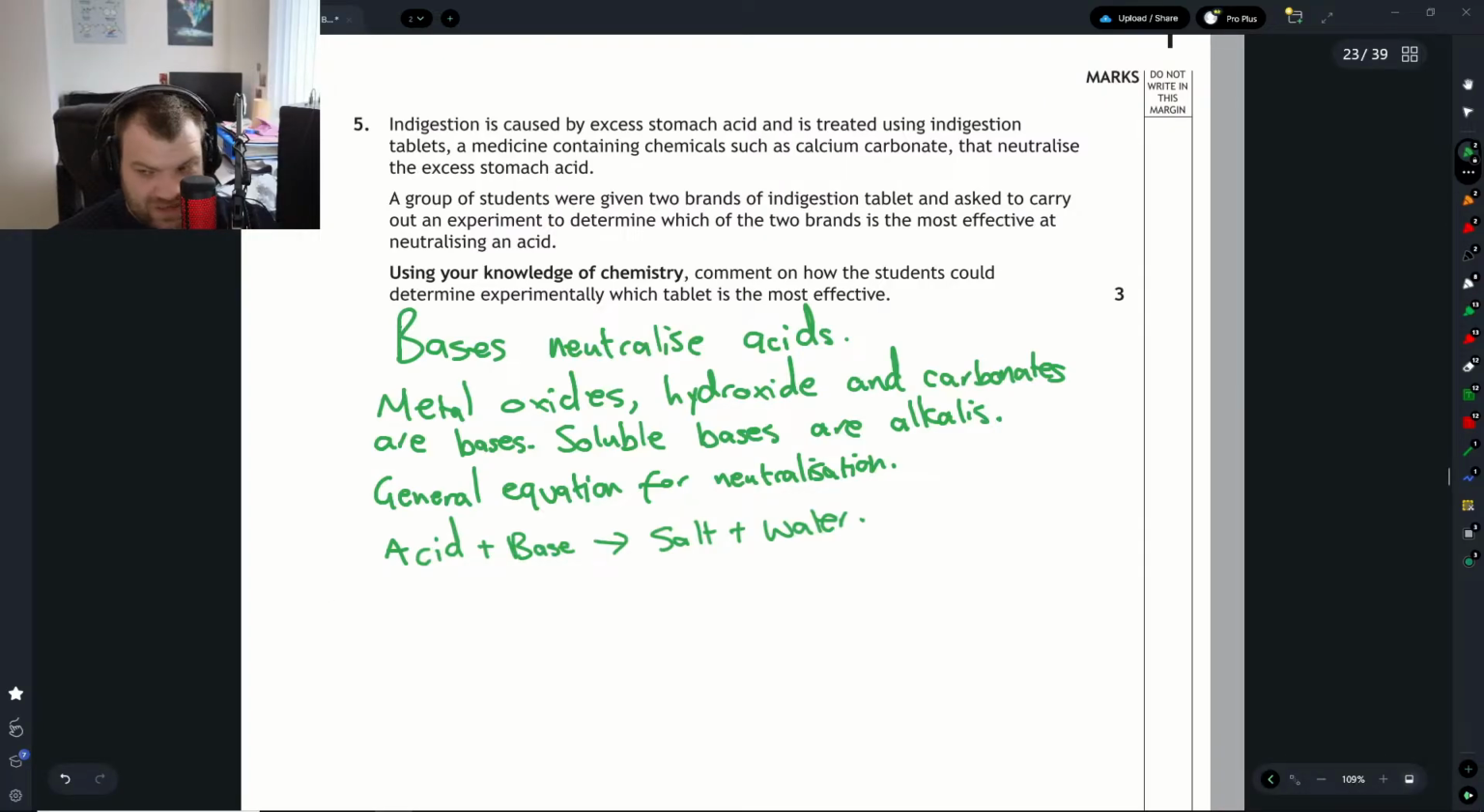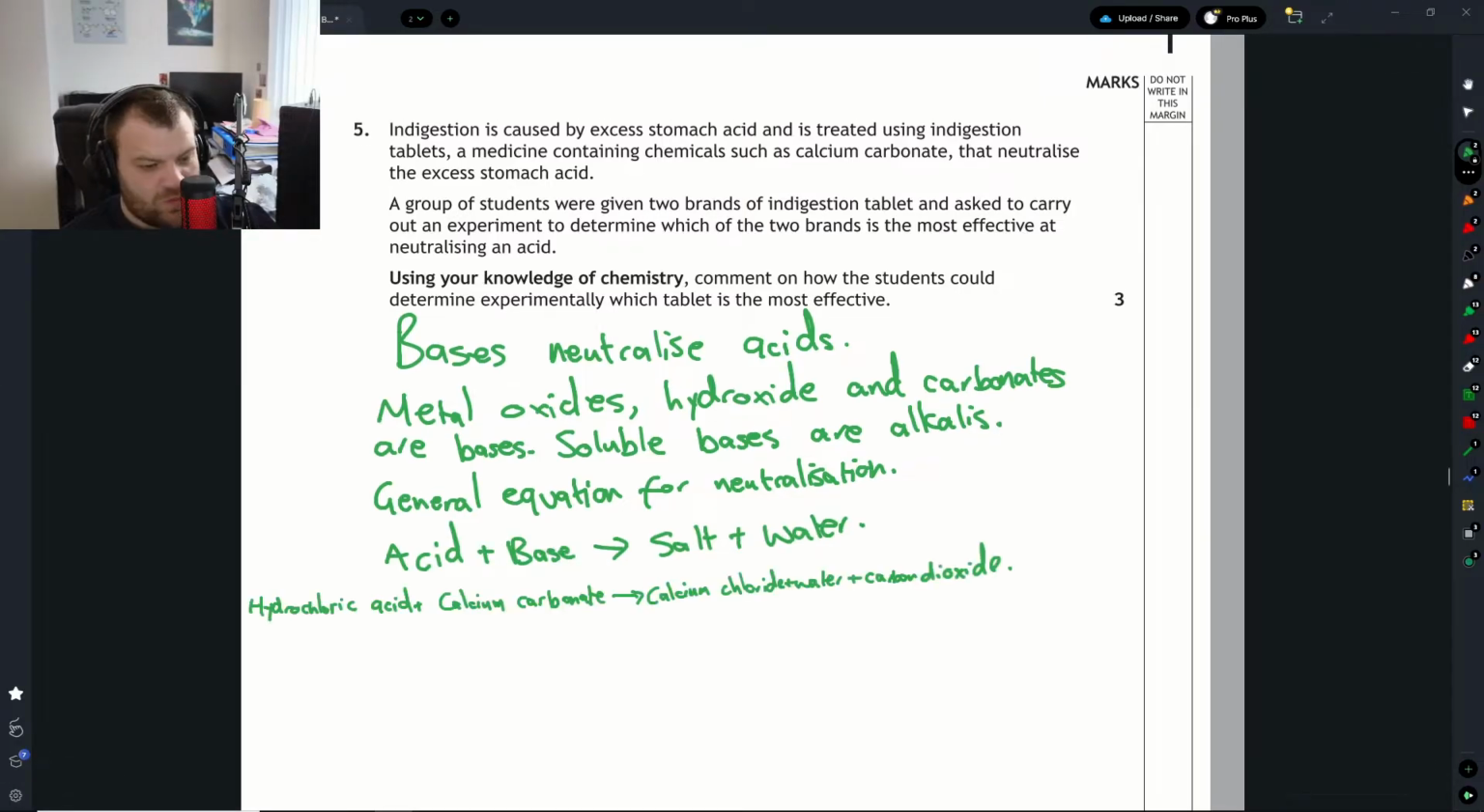We could then pick a specific acid that we want to react with the calcium carbonate. I'm going to go for hydrochloric acid. We have hydrochloric acid plus calcium carbonate makes calcium chloride, water, and carbon dioxide. We could add the same mass of the 2 different tablets to equal volumes and concentrations of the same acid, and we could measure the pH before and after. The one that would be most effective would cause a bigger difference in the pH values.